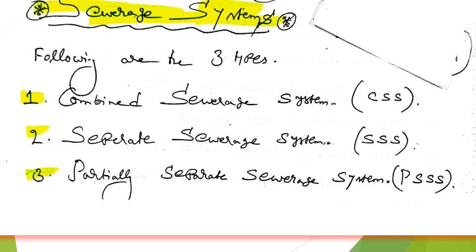The need for sanitation is over. Terminology is over. This is the second topic, sewerage systems, the types of sewerage systems. This topic is very easy. We are going to study what type of drainage systems we are going to provide in this chapter. We have three types of sewerage system, and the design of sewerage systems is also in this. We will study one by one.